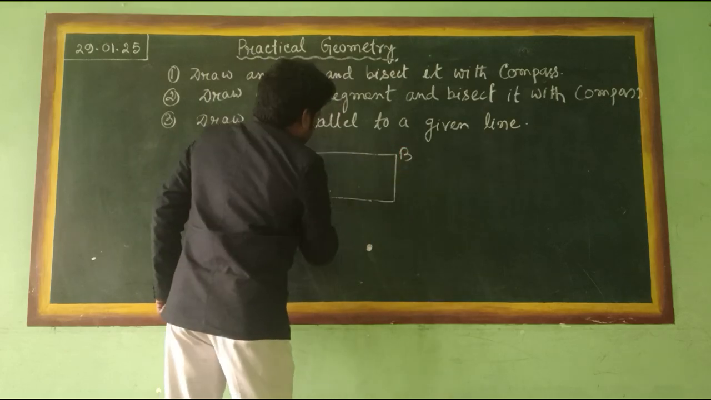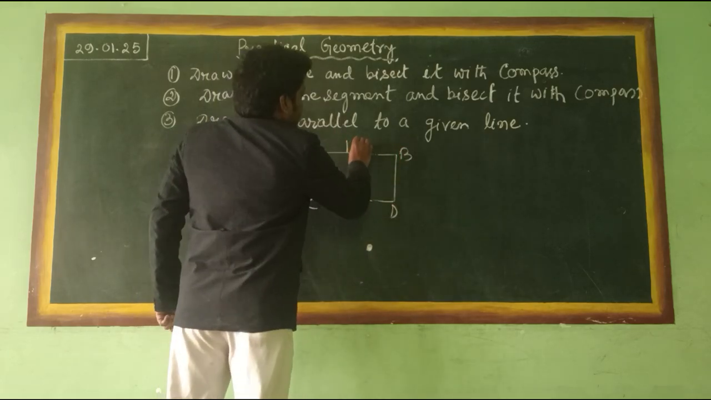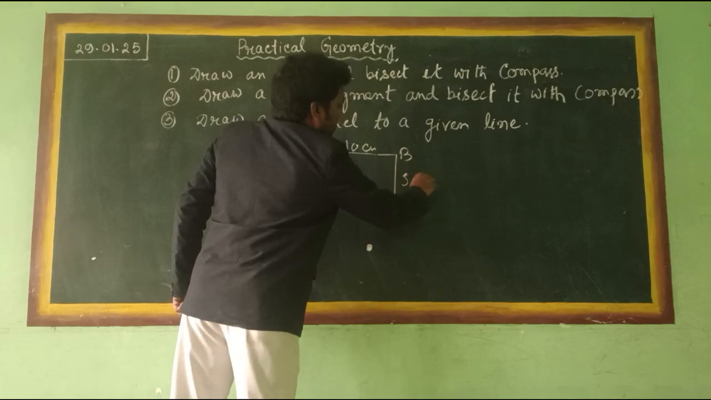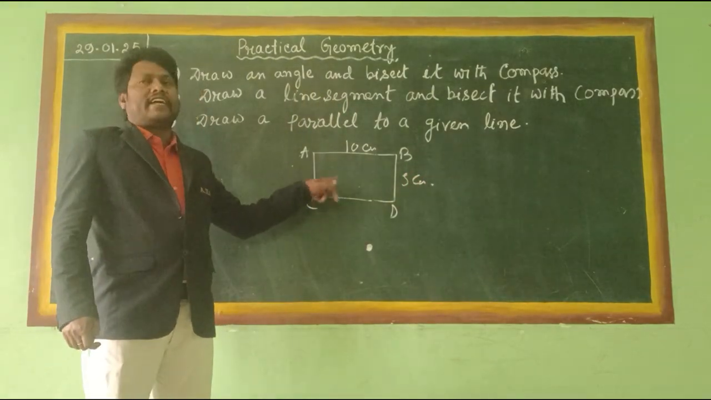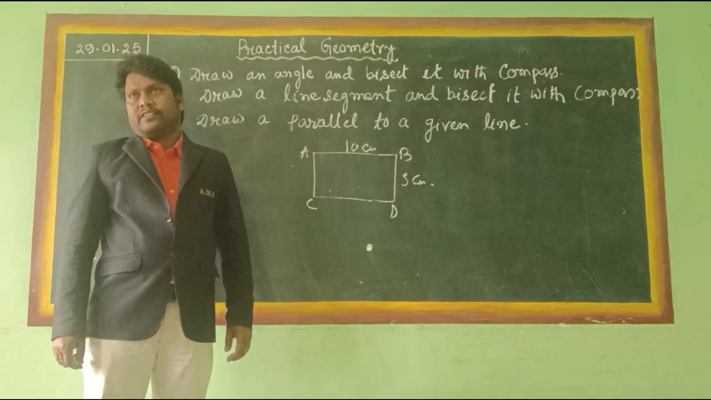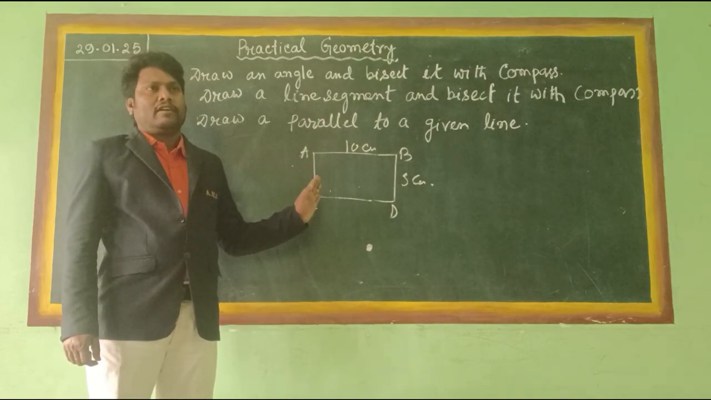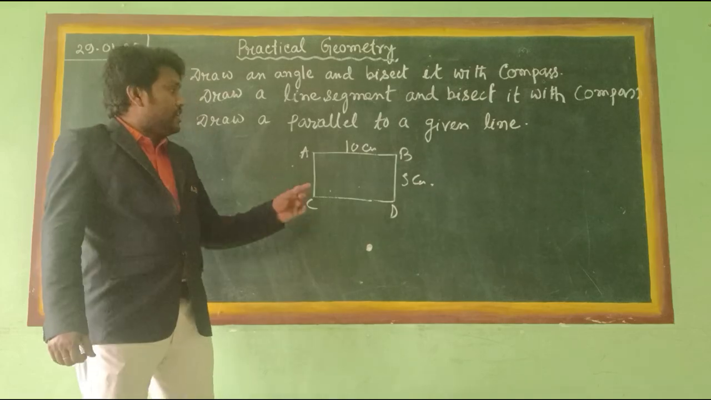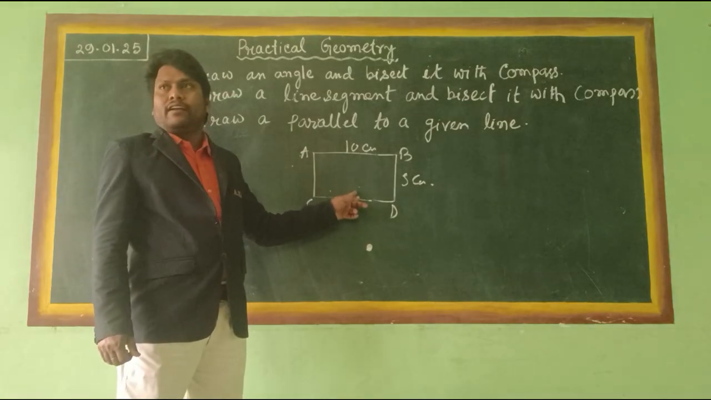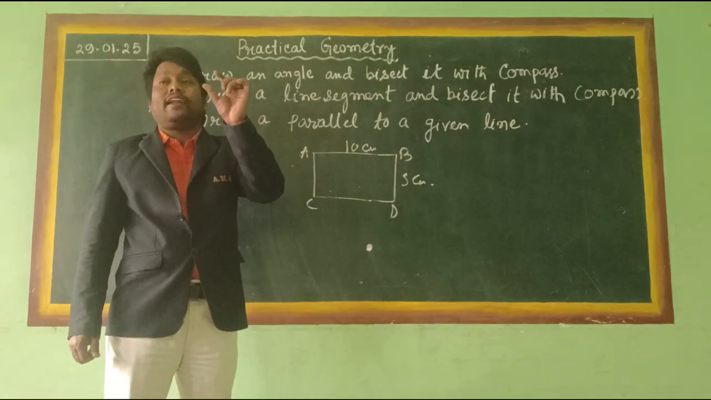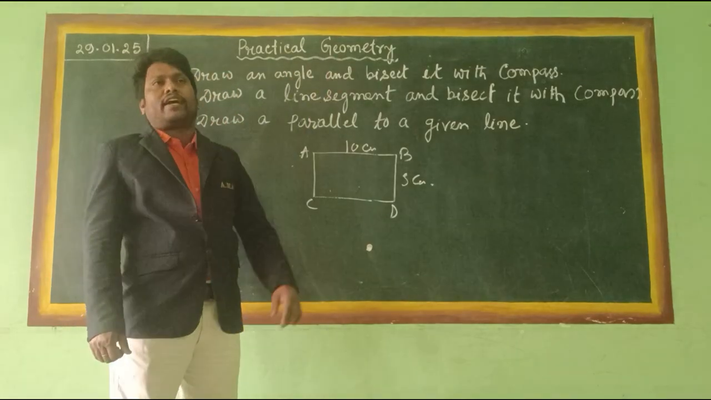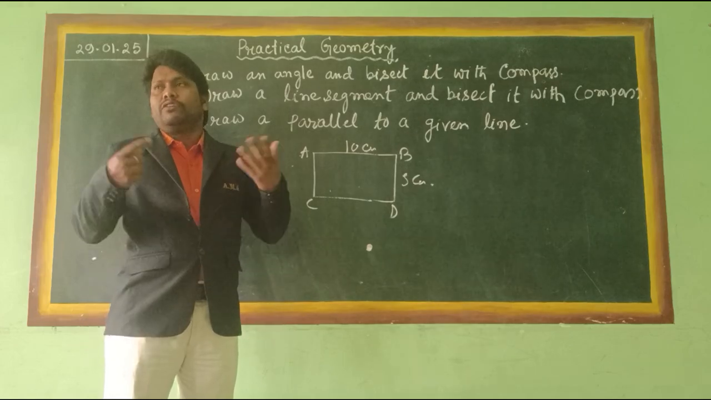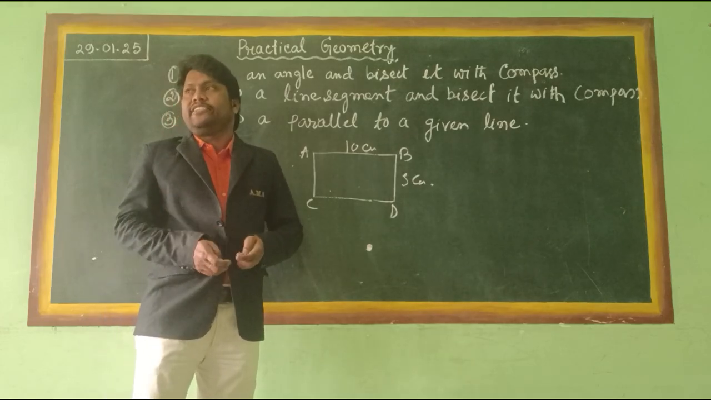ABCD. Suppose it is 10 centimeter, it is 5 centimeter. Is it correct? No. It is a diagrammatic figure. But when you construct the rectangle with the help of geometrical instruments, that chapter is called practical geometry. So today we will start the practical geometry.